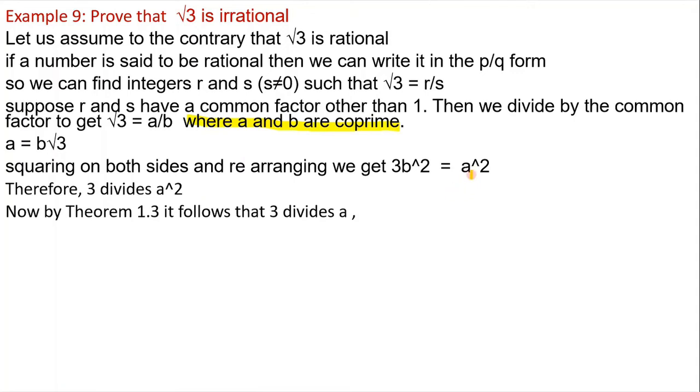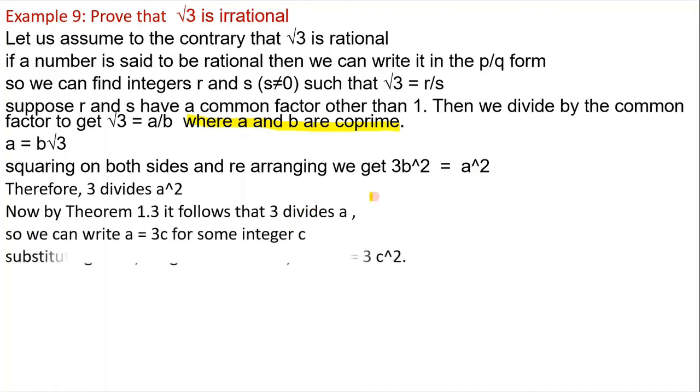Now, if we consider the value of a is equal to 3c in the above equation, we get 3b square is equal to 9c square. So, from that, b square is equal to 3 into c square.